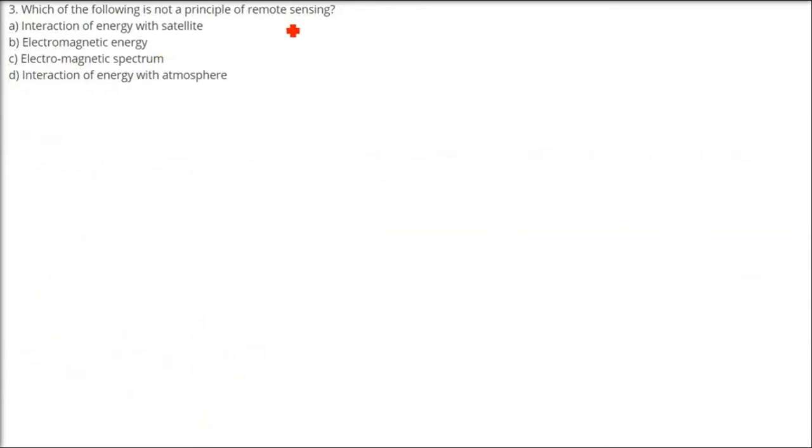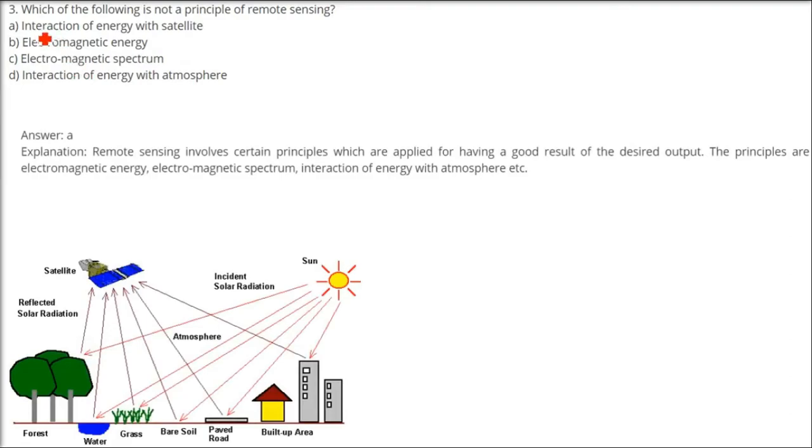Which of the following is not a principle of remote sensing? The answer is interaction of energy with satellite. Electromagnetic energy is definitely a principle. Even if you take active or passive, the sensor has to send and receive, or for passive, has to receive some form of energy so that it can sense and image, right?